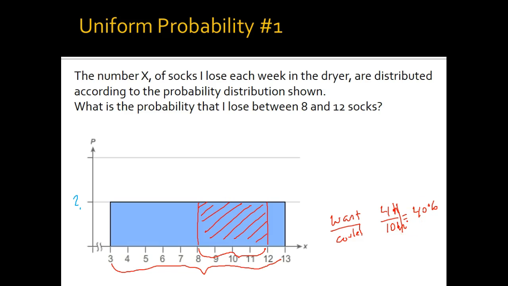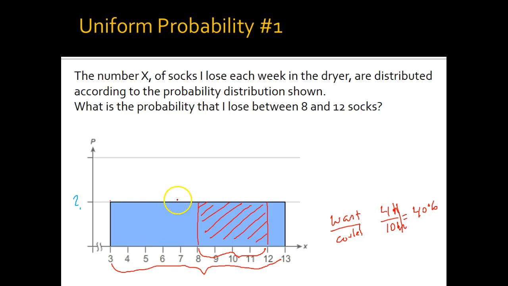So I didn't need to know the height in order to make this calculation of the probability, because this is a uniform probability all the way across. The height is the same for every part. I don't have to use that as part of my calculation. So that's handy. That means that we can answer this question without knowing where this line is located.